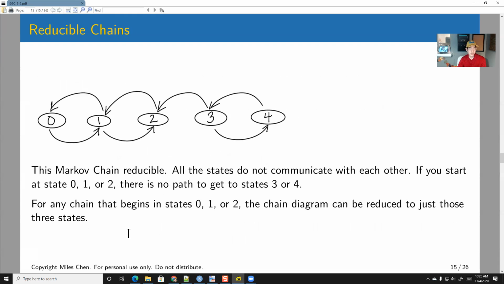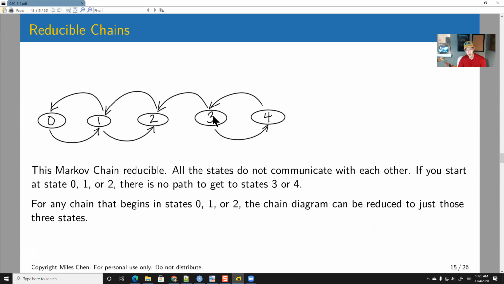On the other hand, this Markov chain is reducible. All of the states do not communicate with each other. I've removed an important link here. So if you start at state 0, 1, or 2, there's no way for you to get to state 3 or 4. If you start at 0, you can get to state 1 and state 2, but from state 2, you can only go back to state 1 and state 0. There's no way for you to go from state 2 into state 3 or state 4.